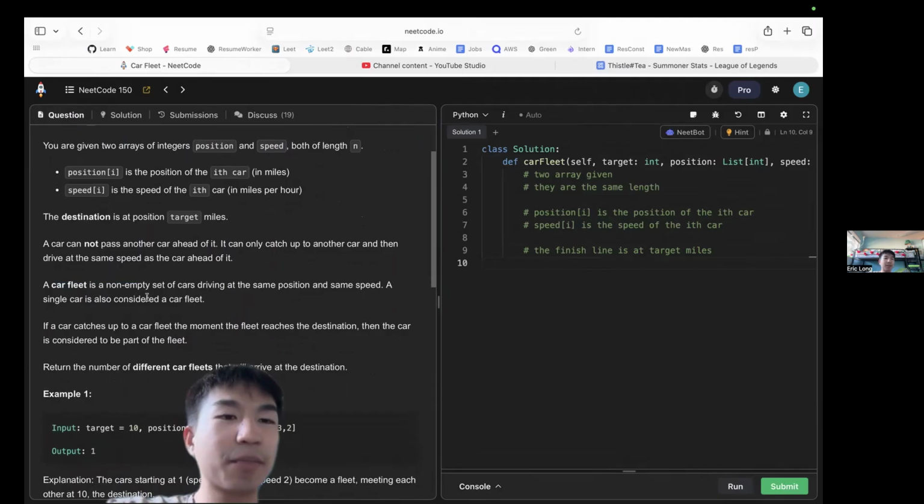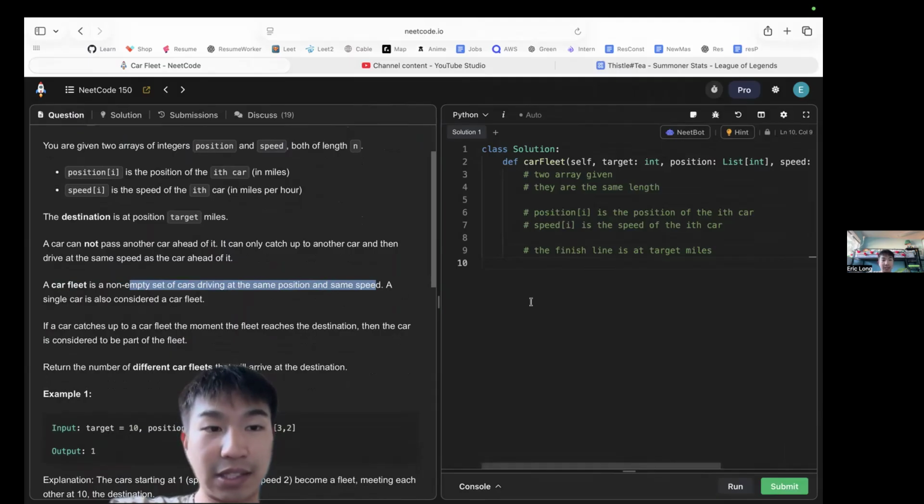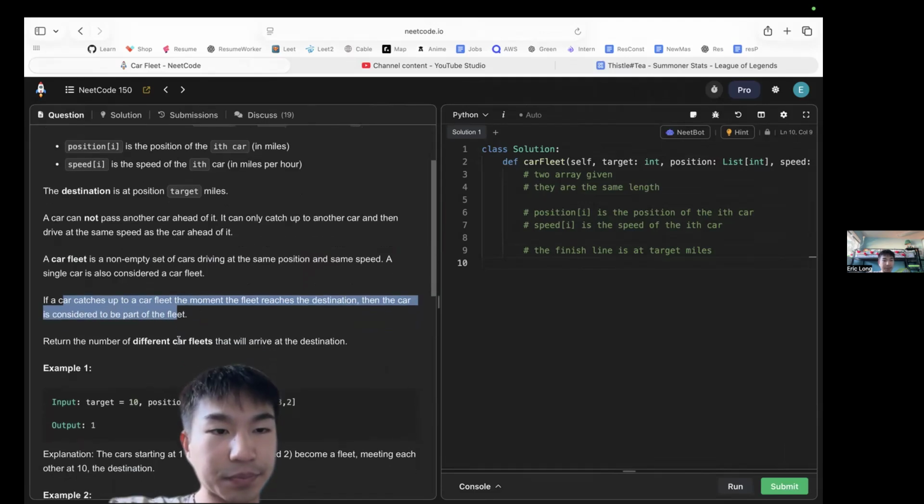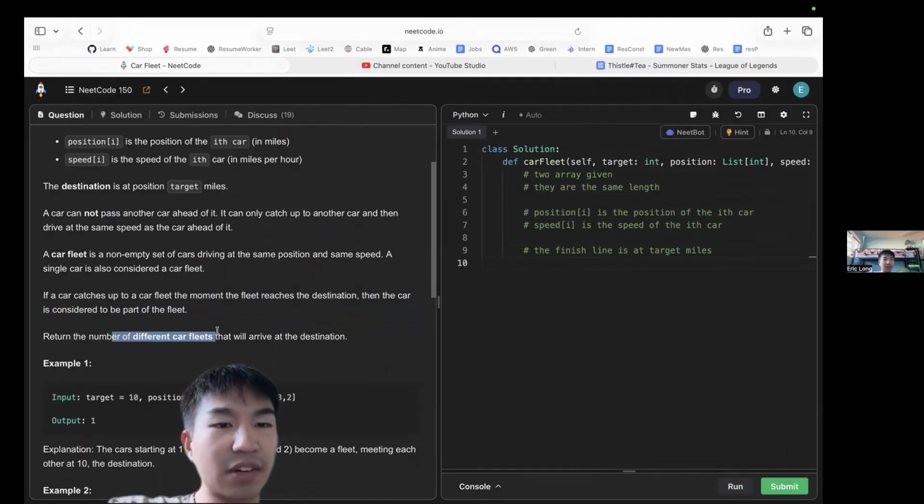A car fleet is a non-empty set of cars driving at the same position at the same speed. So when a fast car reaches a slow car and they're at the same position at the same time, that is considered a car fleet. If a car catches up to a car fleet at the moment the fleet reaches the destination, then the car is considered to be part of the fleet. Return the number of different car fleets that will arrive at the destination.